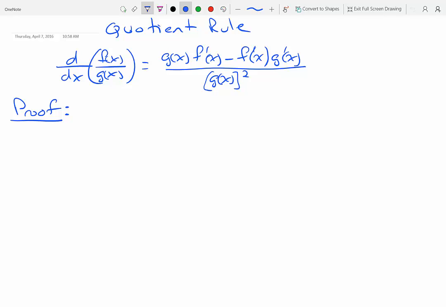All right, so proving the quotient rule. The way that I'm going to go about this, and again, this fits in that category of I know how to do this because I looked it up this morning before I came to class. All right, that's ultimately what it comes down to.